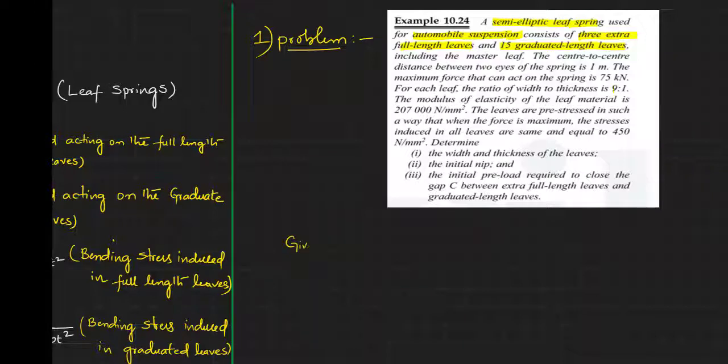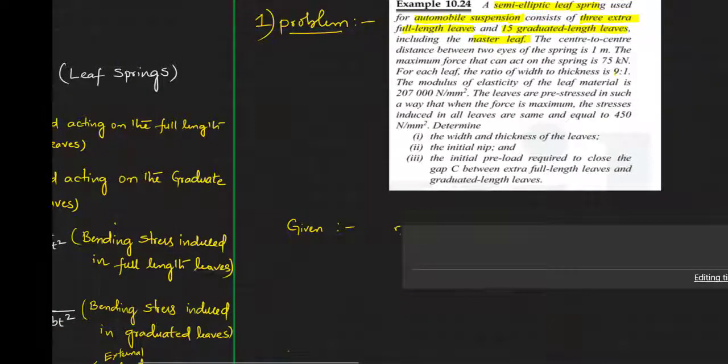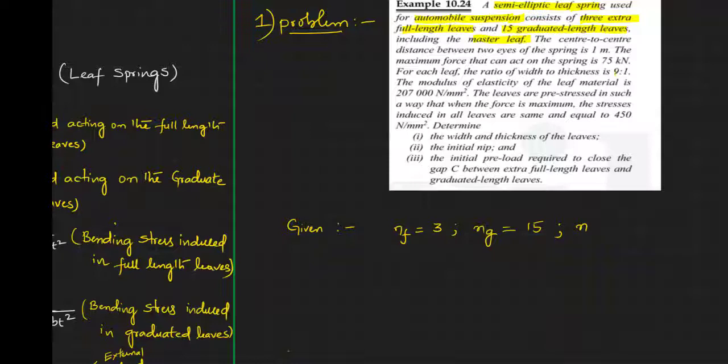So what is given, I'll be writing given. Full length leaves are generally represented by NF, so I can write NF is equal to 3. The number of graduated leaves is represented by NG, so NG is equal to 15, and this also includes the master leaf. Here you can see it says including master leaf. So now from this I can write the total number of leaves is equal to 15 plus 3, and that will be equal to 18.